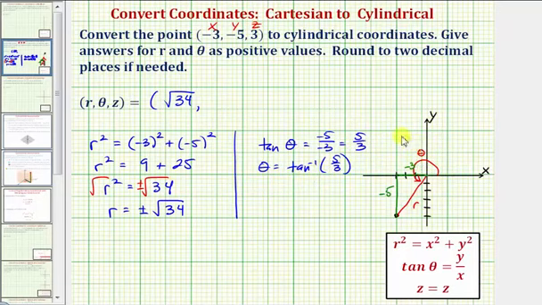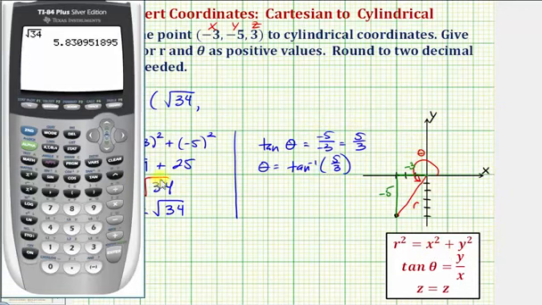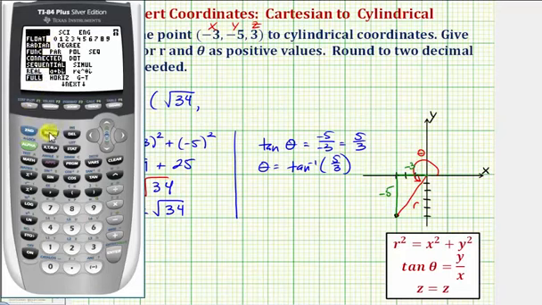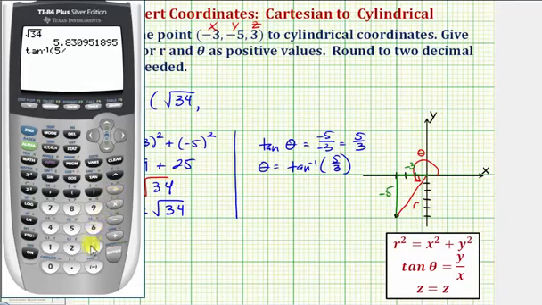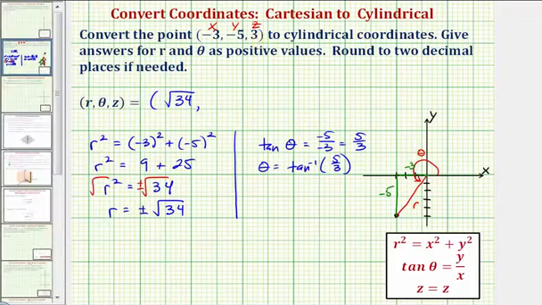Let's first verify we are in radian mode, so we'll press the mode key. Notice how radian is highlighted, so we'll go back to the home screen, press second tangent, 5 divided by 3, close parenthesis and enter. Rounded to 2 decimal places, this will be approximately 1.03 radians, which should be in the first quadrant. Our angle is in the third quadrant. But let's go ahead and sketch this angle. The calculator gave us this angle here, which is approximately 1.03 radians.